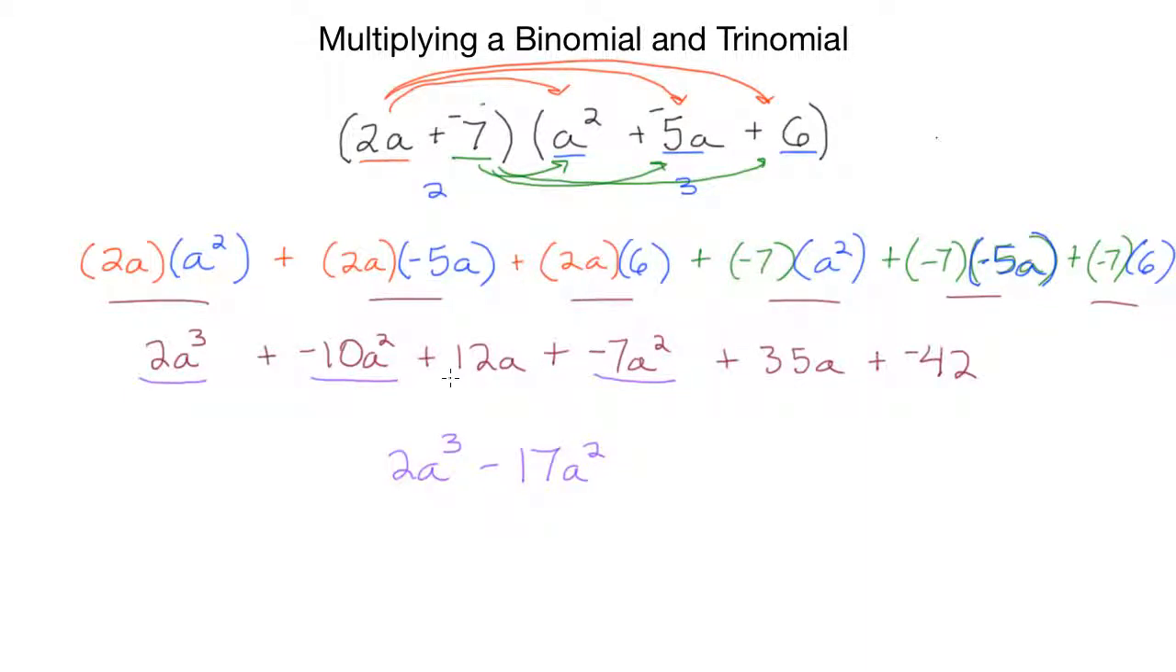Let's go to the a's. A to the first power, 12a plus 35a. 12 plus 35 is going to be 47, so that's plus 47a. And my last term, I'm not seeing anything else, is just the negative 42. So we got minus 42.